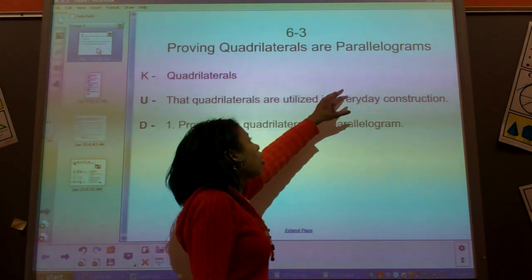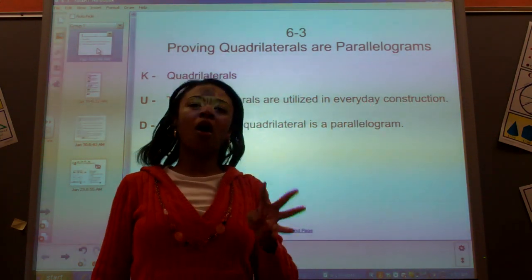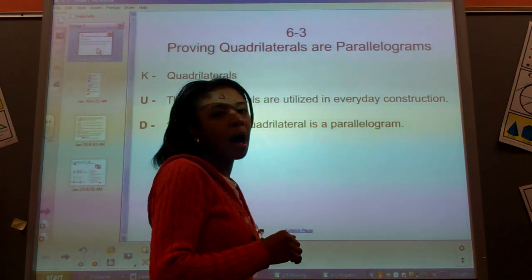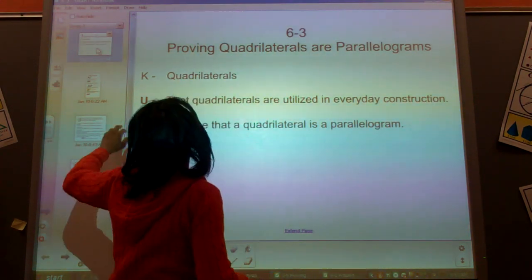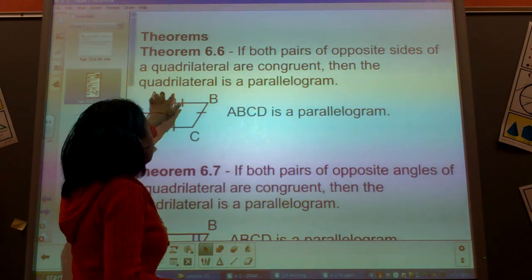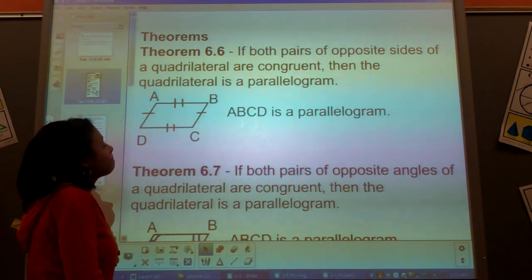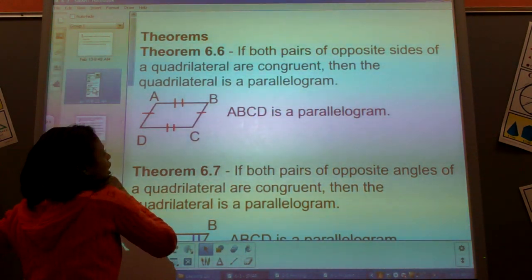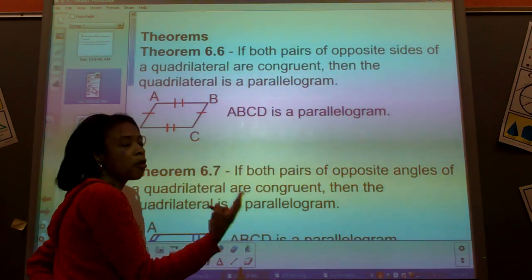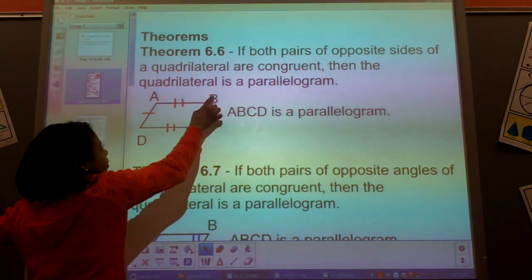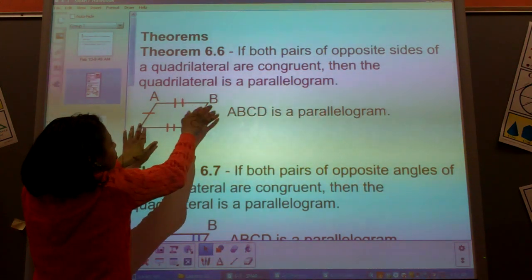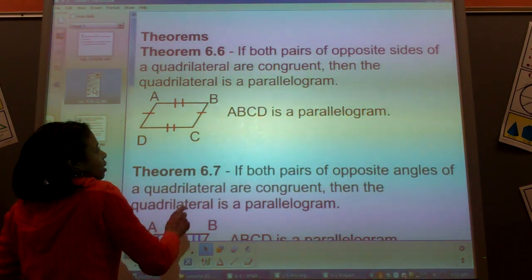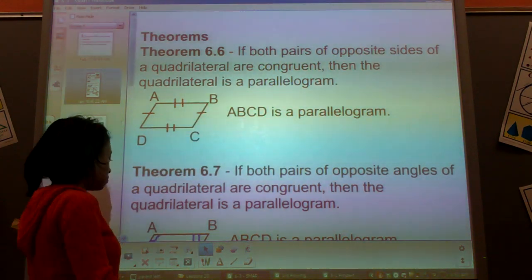To begin this, let's recall what a parallelogram is. It is a quadrilateral, or four-sided polygon, where the two opposite sides are parallel to one another. For example, if I have parallelogram ABCD, that means automatically AB is parallel to CD, and also AD is parallel to BC. Both pairs have to be parallel to one another. AB has to be parallel to CD, and at the same time, AD has to be parallel to BC.